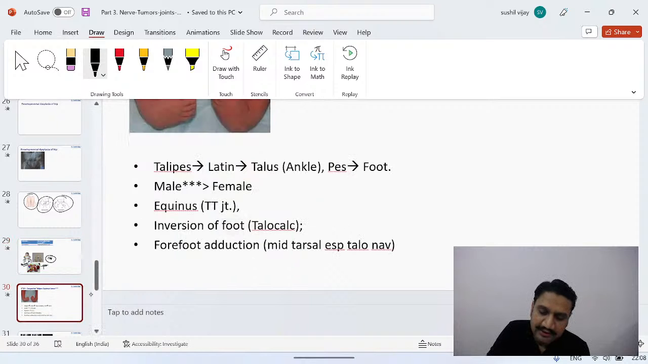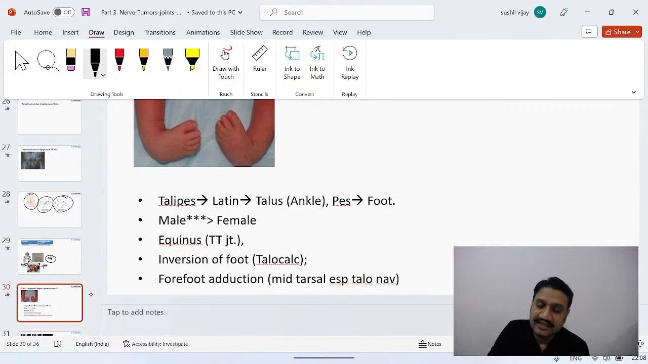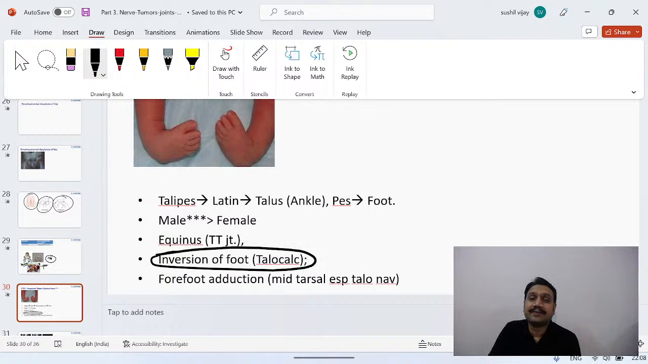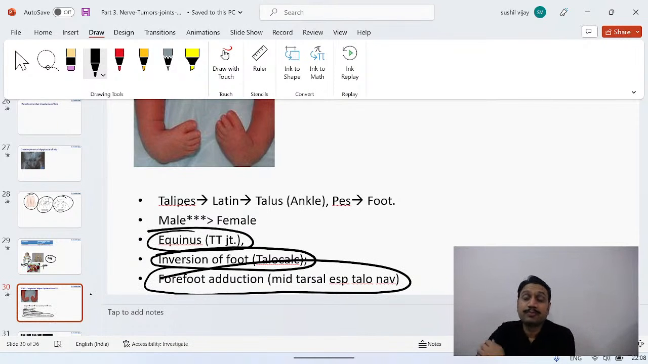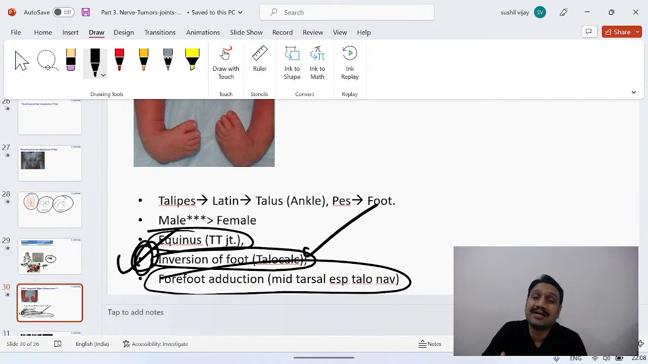And this is what you call the CTEV. You must remember that in CTEV, inversion occurs at the talocalcaneal area, equinus at the tibiotalar joint, and forefoot adduction at the talonavicular joint. So please remember the names and the inversion. Inversion is one of the questions which can be asked to you.